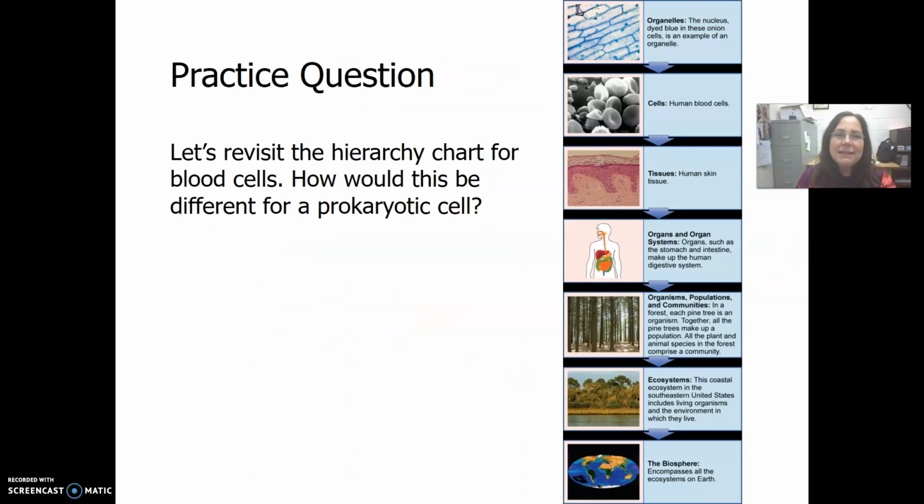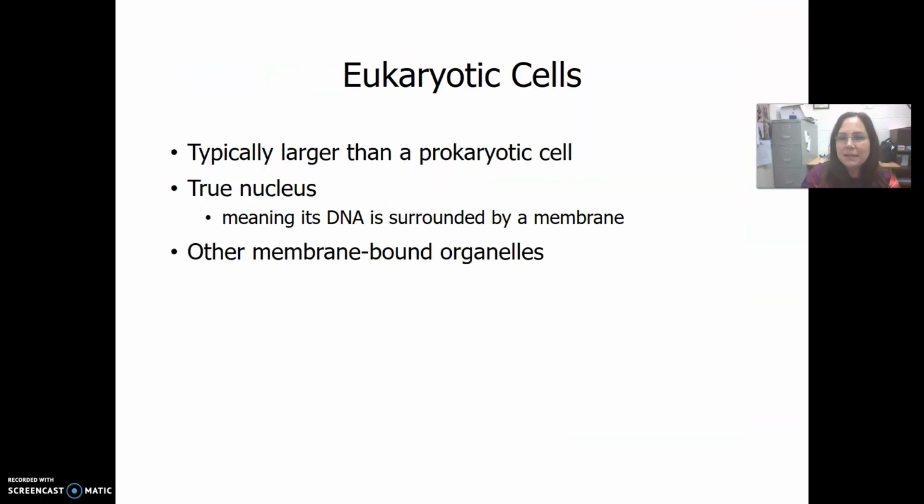Here's a practice question. It says, let's revisit the hierarchy chart for blood cells. How would this be different for a prokaryotic cell? So for a prokaryotic cell, it would start with organelles, and then it would go to cells, and then it would skip tissues, organs, organ systems, and then it would start back again at organisms, because a prokaryotic cell is a full, complete, entire organism. It's just made of one cell. So it would just skip the tissues and skip the organs and organ systems. But you can still have populations of prokaryotes. You can have populations of different types of bacteria and archaea.